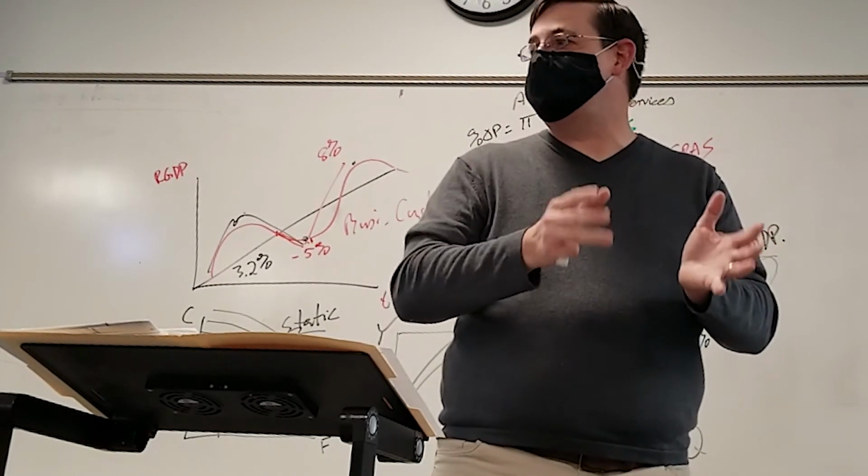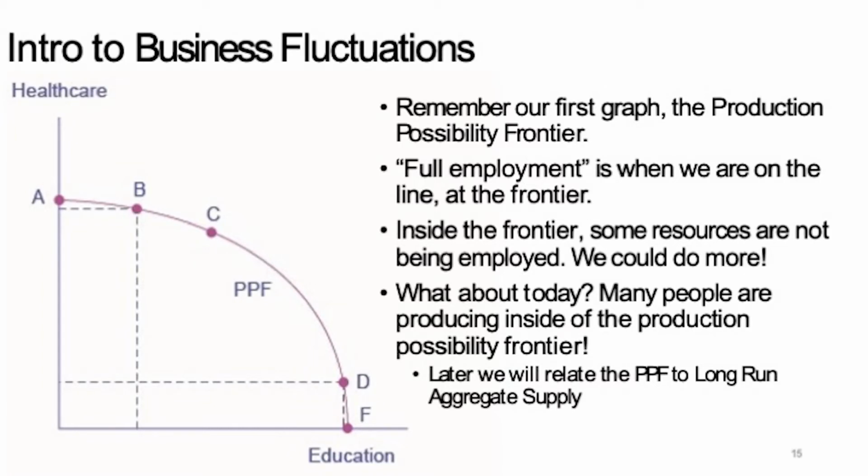And mal means bad. Okay, so here's our production possibility frontier. Full employment is when we're on the line. Inside the frontier, some resources are not being employed. We could do more. What about today? Many people are producing inside of the production possibility frontier.